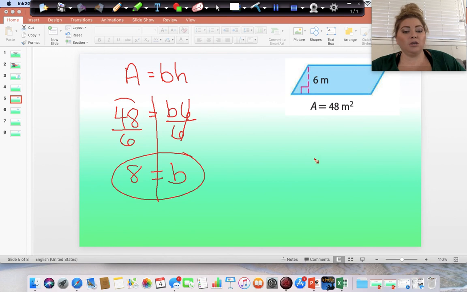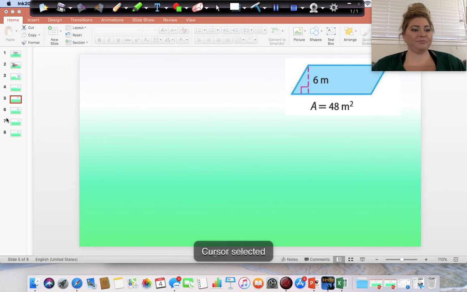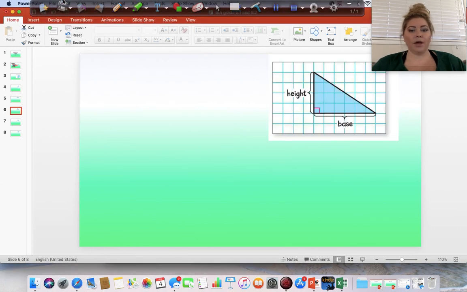So our base should be 8 meters. And the reason we know it's 8 meters is because our area is in meters squared. So our base and our height will both be in meters. Okay? So for these, you have to use your division equation to solve for your height or your base if you're missing a dimension.